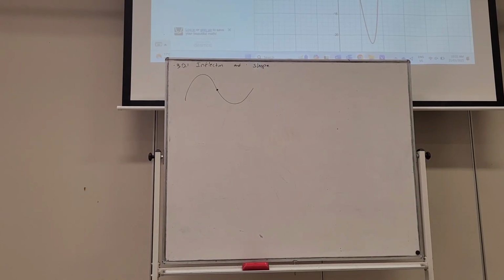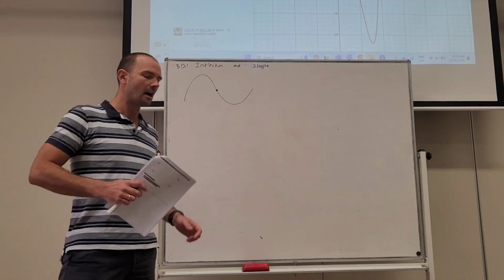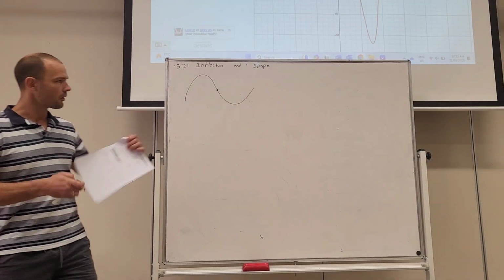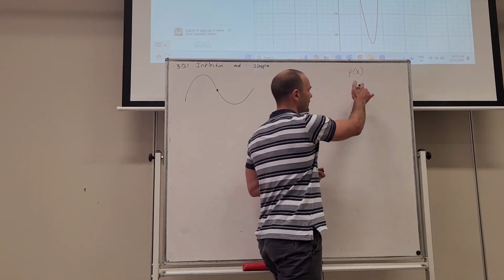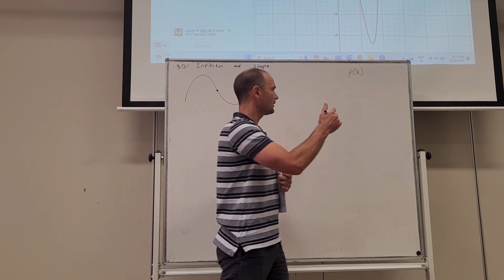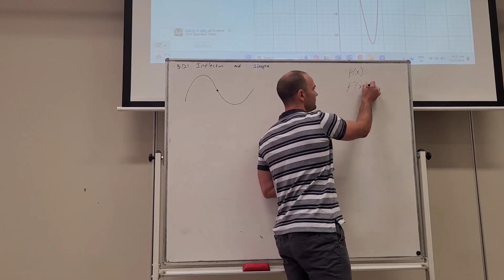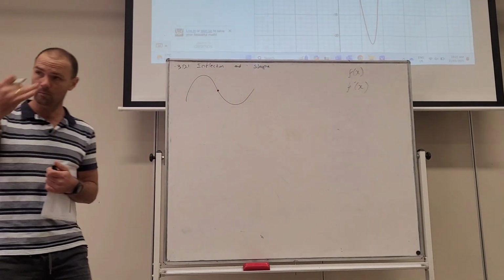Okay, so today we're doing 3D.1. We're going to continue learning about our functions and shape. So what we've seen is if we have a function, we put an x value in, it tells us the y value. If we have the derivative function, it tells us the slope, right?